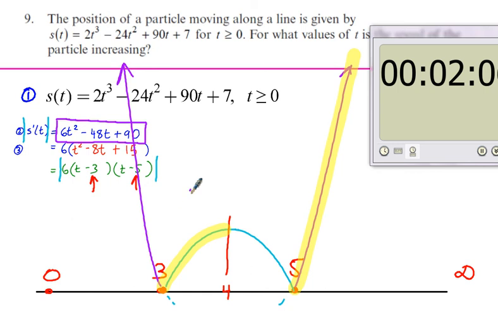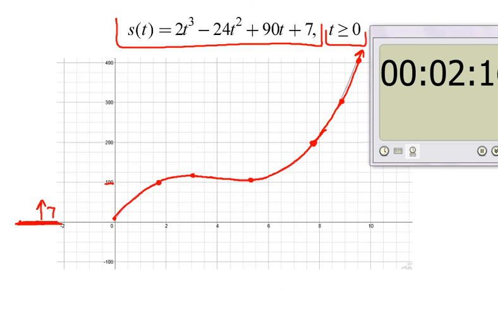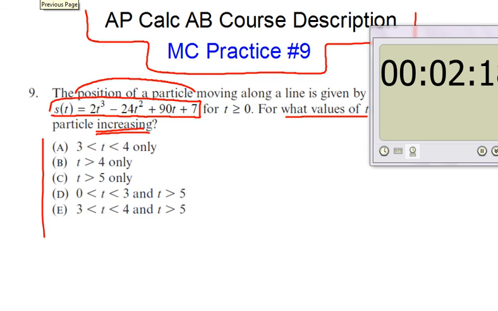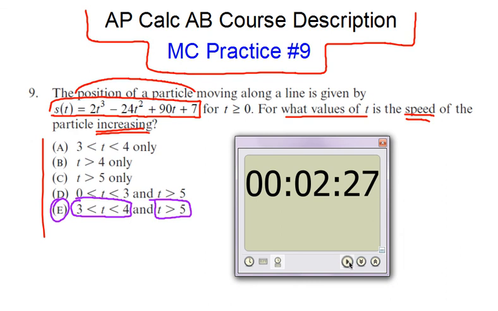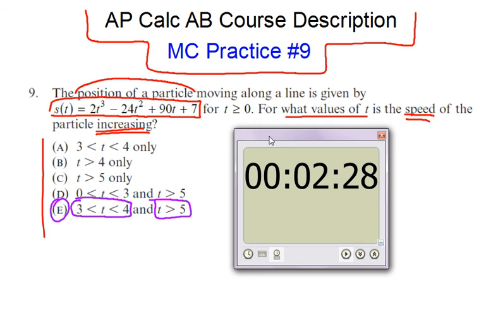So I have when t is between 3 and 4, the speed is increasing. And when t is to the right of 5, the speed is increasing. And let's pop back over to our multiple choice answer. In between 3 and 4, yep. To the right of 5, yep. Looks like answer choice E is a winner. And that took less than 2.5 minutes to determine that. Maybe add in a little bit of time to read and think about the problem and formulate a strategy. But actually executing that strategy took only 2.5 minutes.